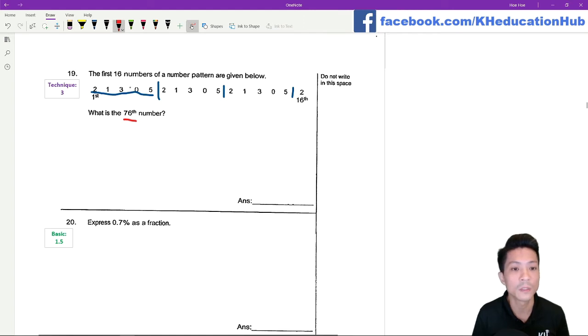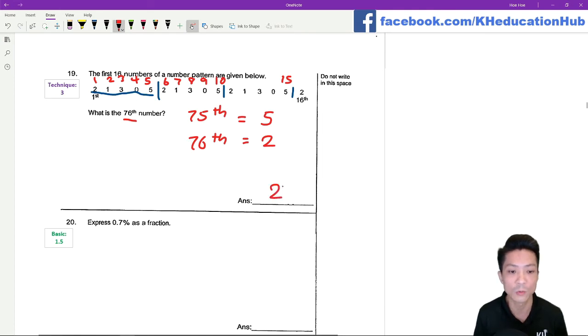Now if you look at the first 5, it will be 1, 2, 3, 4, 5, and it will be 6, 7, 8, 9, 10. Okay, which means that the last digit of the group follows your 5 timetable, which means that pattern number 75 is equal to a 5, and which means that pattern number 76 would be a 2. Okay, the answer is 2.